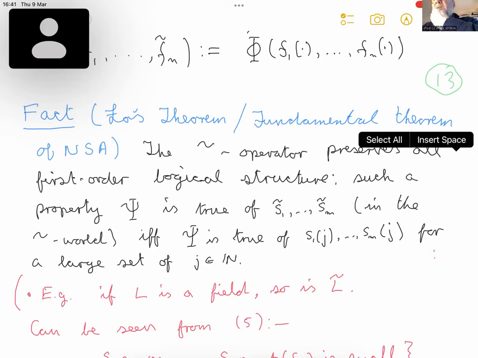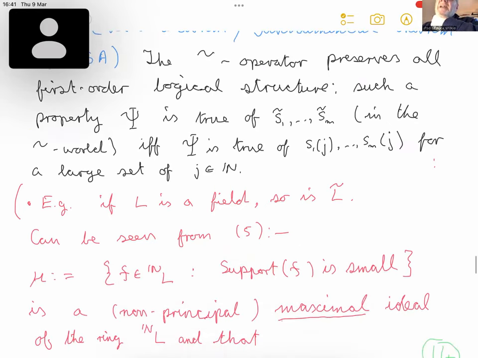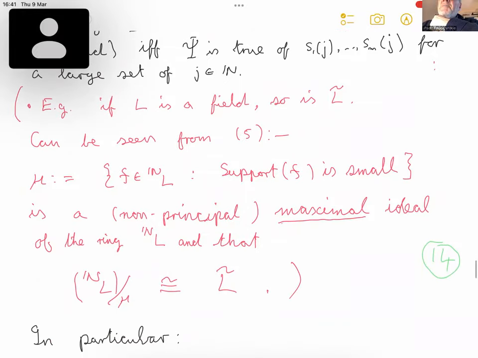Let me just give you an example. If L is a field, then L tilde is also a field. This follows from Wash's theorem, because the axioms for a field are first order logical axioms. But you can see that in a more algebraic way.